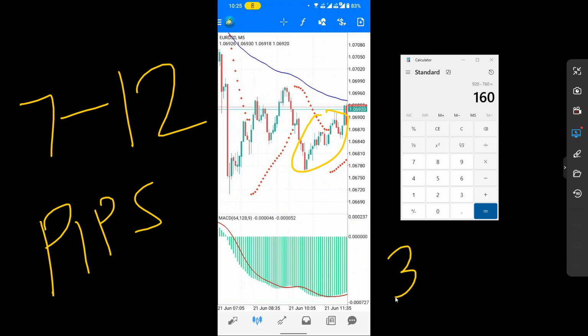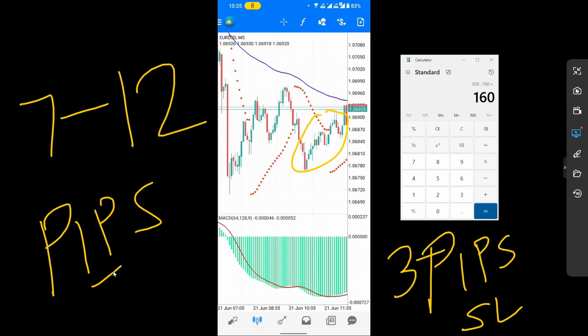Okay, remember 3 pips is the maximum you should have as a stop loss, otherwise your account will blow. Don't place SL more than 3 pips and the take profit should be 7 to 12 pips. That's all you can get on this strategy.